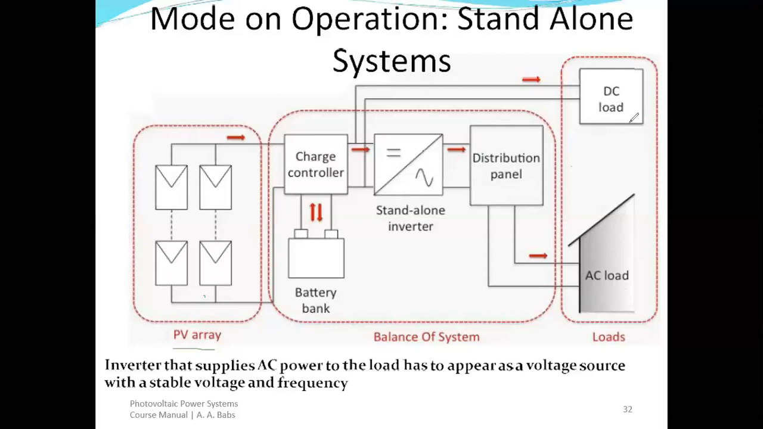And if the user has DC loads, they connect the DC load to the system just before the standalone inverter conversion takes place. All right. So you can see we have our loads here, we have the PV array, and then we have the balance of system that contains all the other components and connections that are needed between the production and then the use of the energy that is being produced.